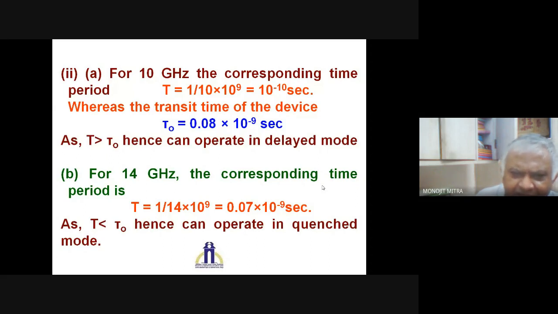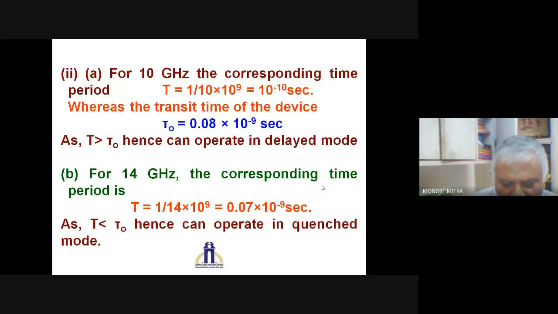On the other hand, for the next part, 14 gigahertz, 1 by 14 gigahertz means again 0.0 and now tau 0 is 0.08. So T is less than tau 0. As T is less than tau 0, it means the time taken by the charge carrier is less, so automatically frequency will be higher. That's why it is 14 gigahertz, and this mode is called coincident. So I hope that it is clear to all of you.